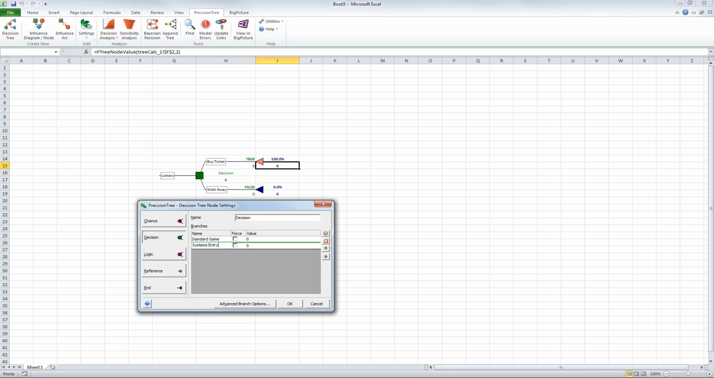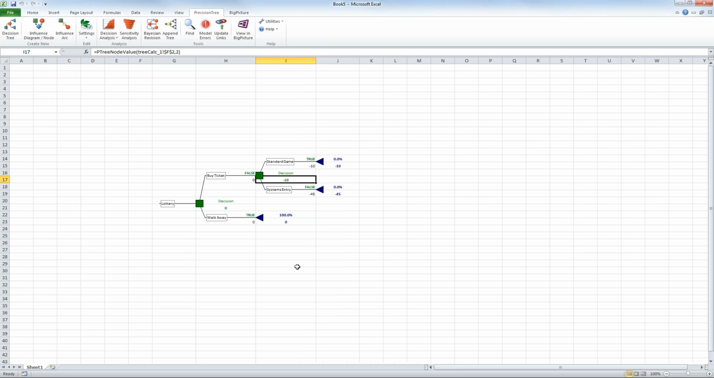Okay, we're going to try to determine whether or not it's best for me to stay where I'm at, with a standard, or walk away, or have the systems entry. So the standard one costs $10. Systems entry one costs $45. So we're going to do that negative because it costs us money, right? I can enter it here in the dialog, or I can enter it directly into the tree itself. So if I click OK here, I can do that.